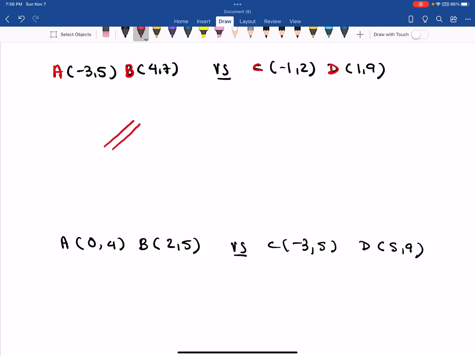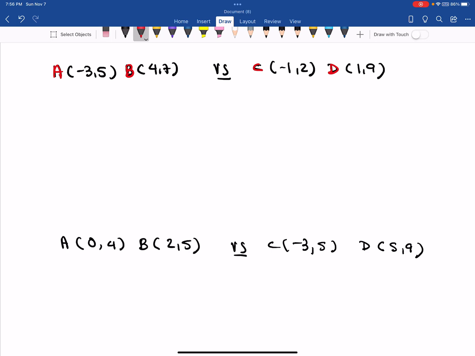Number 1, 2 lines might be parallel, which means the slopes are exactly the same. Case 2, 2 lines will meet at 90 degrees. What that means is perpendicular. Third case will be just neither. There's no relation whatsoever. So let's try to figure out what case it is going to be for these guys.